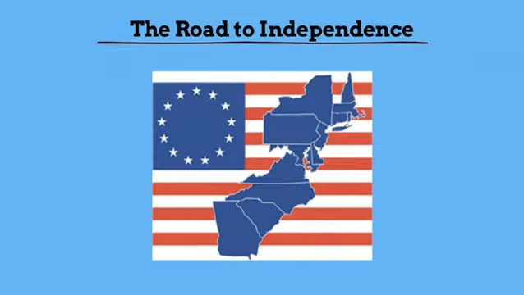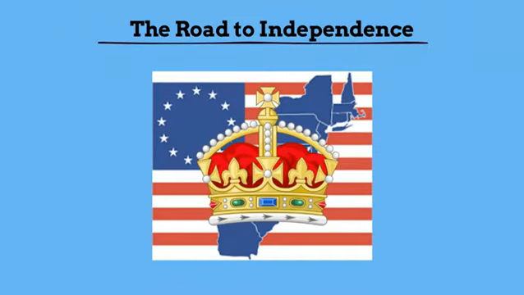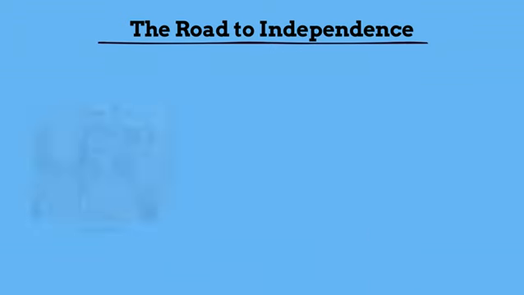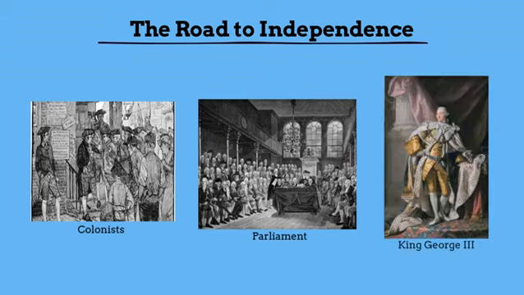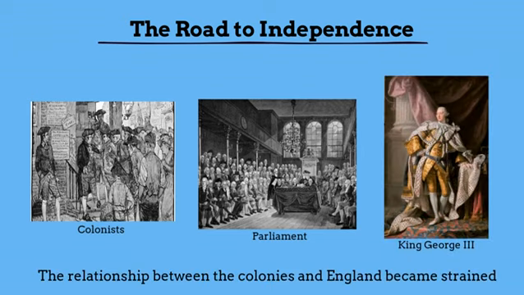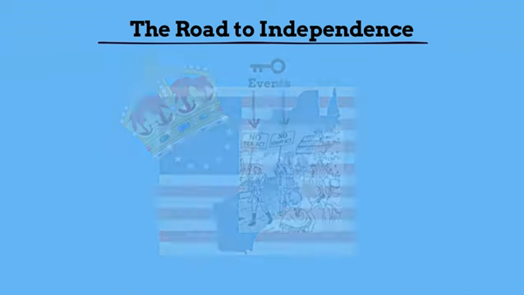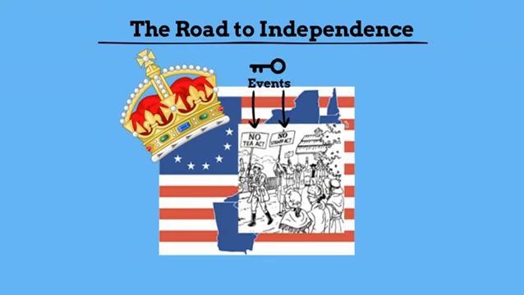For more than 150 years, the colonists lived peacefully under English rule. It wasn't until the mid-1700s that the relationship between the colonists, the English Parliament, and King George III changed and became strained. Some key events occurred that created this difficult relationship.